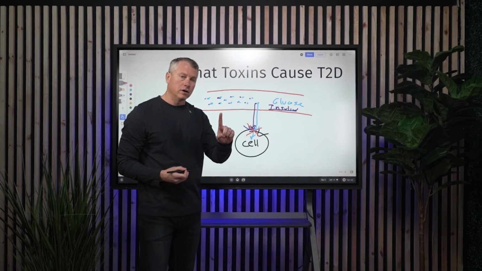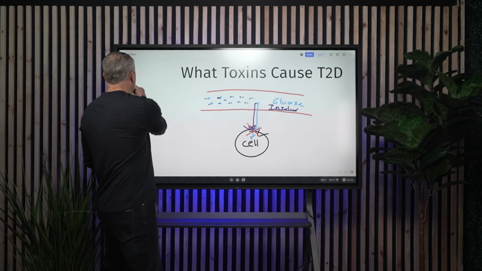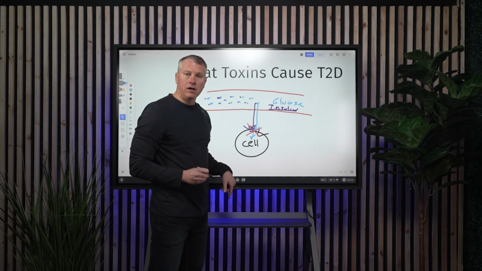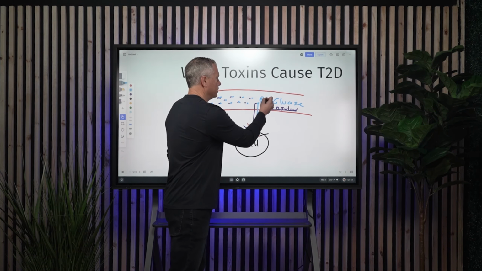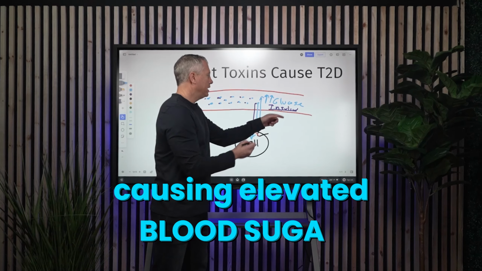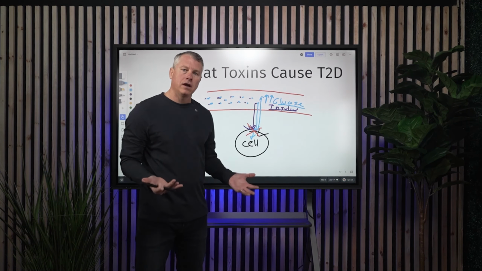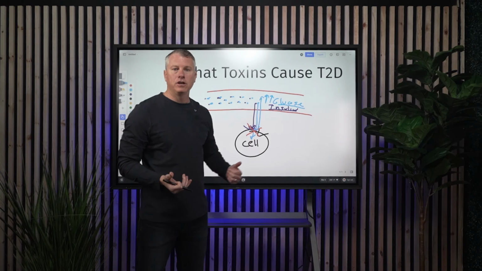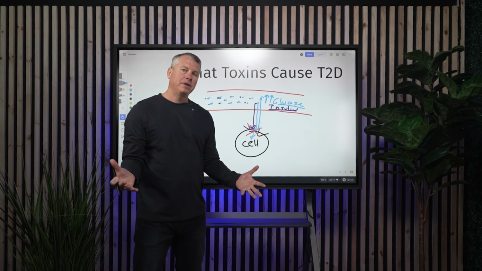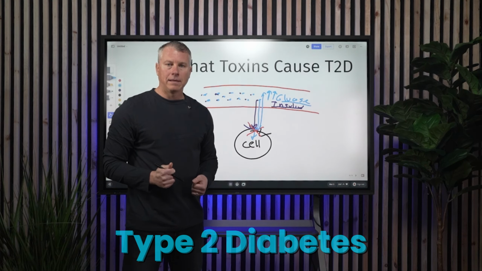Now, as a reminder, what happens to that sugar when it can't enter your cell? It goes right back into your bloodstream, causing elevated sugar. And when that occurs over many, many years, it stays high inside your bloodstream. And then what happens? You get diagnosed with type 2 diabetes.